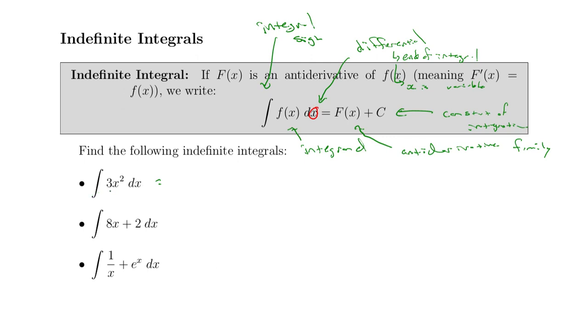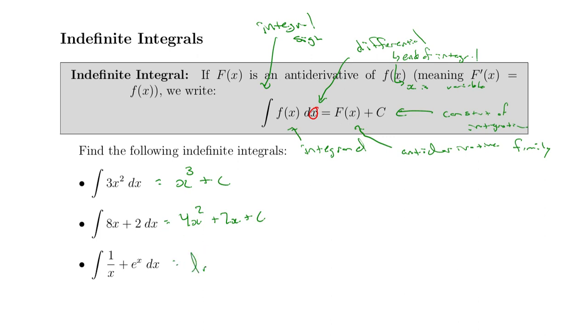We could say the integral of 3x squared dx is equal to x cubed plus c. Because again, we said the antiderivative of 3x squared was x cubed. Similarly, the integral of 8x plus 2 dx is going to be 4x squared plus 2x plus c. The derivative of 4x squared is 8x, the derivative of 2x is 2, and then we throw in that constant of integration. The derivative of that is 0, so it doesn't matter.